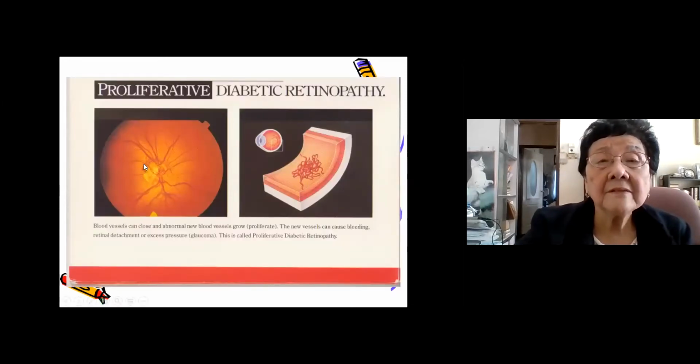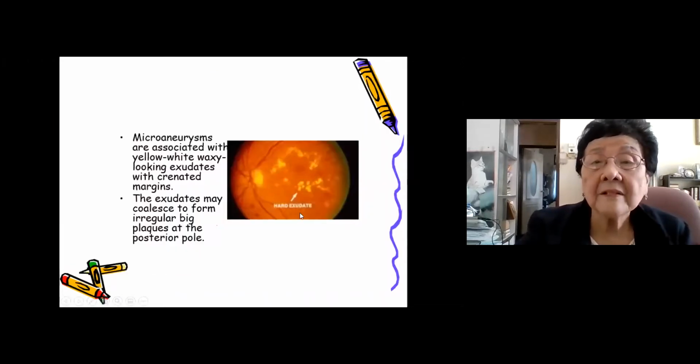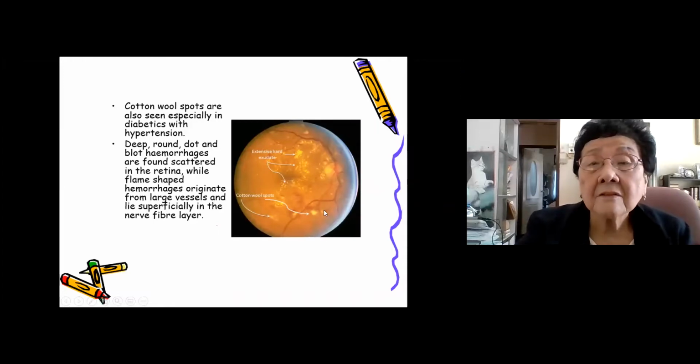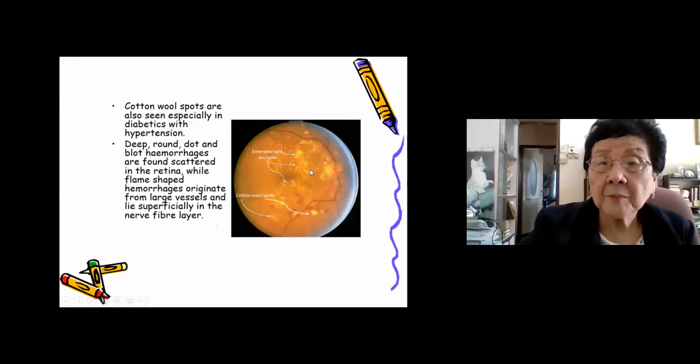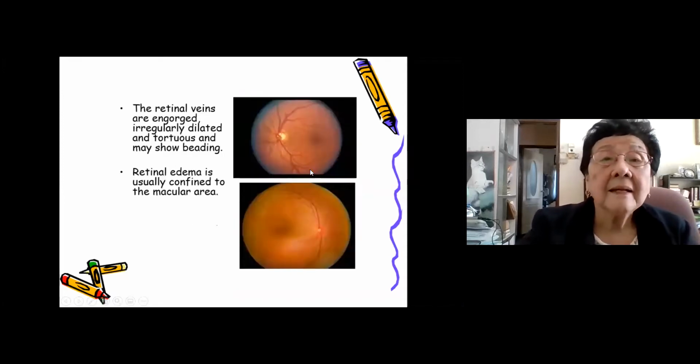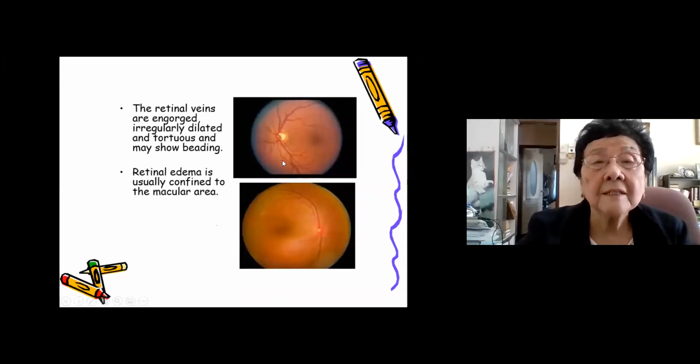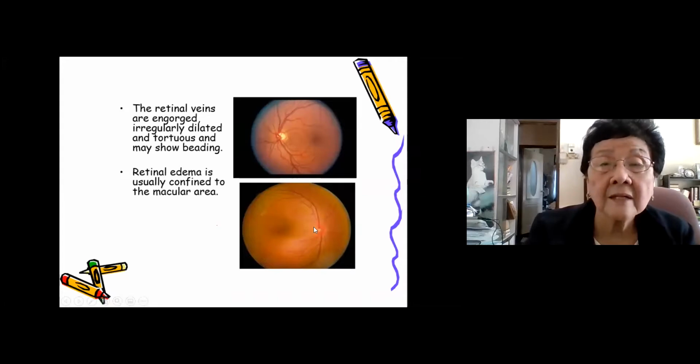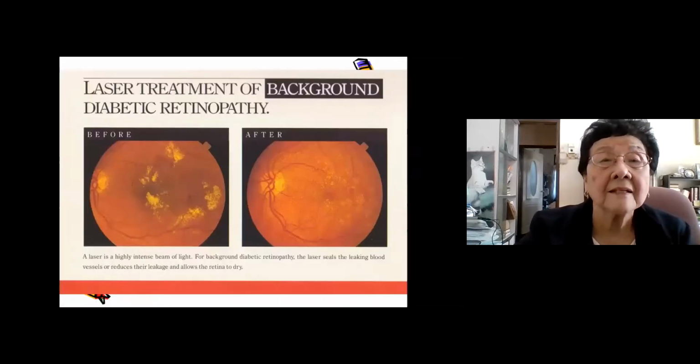These are small areas with new vessels. These are small areas which show you the yellowish exudates, and in between you have hemorrhages. And these are cotton wool spots, which show that the retinopathy is serious. And the retinal veins actually appear engorged. And also sometimes you will have a bit of edema, which is confined to the central area of the eye, which is called the macula.